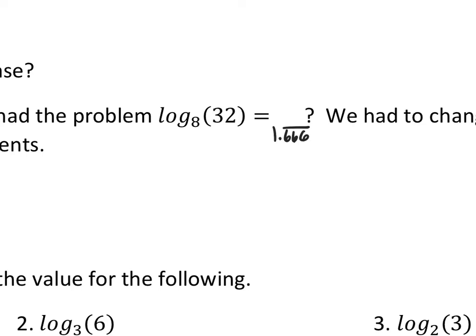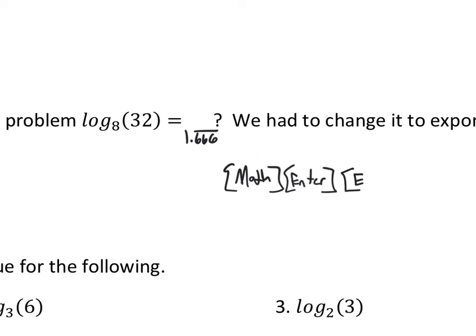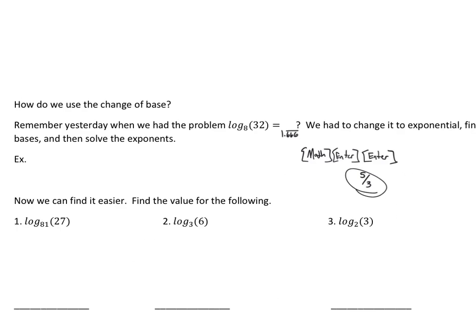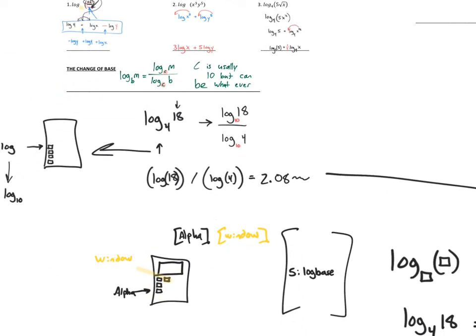So I'm going to go ahead and hit math, and then enter, which is our old friend to turn decimals into fractions. You would get an answer of 5 over 3. Sometimes these answers will have fraction answers. This one does. This one that we previously did does not.